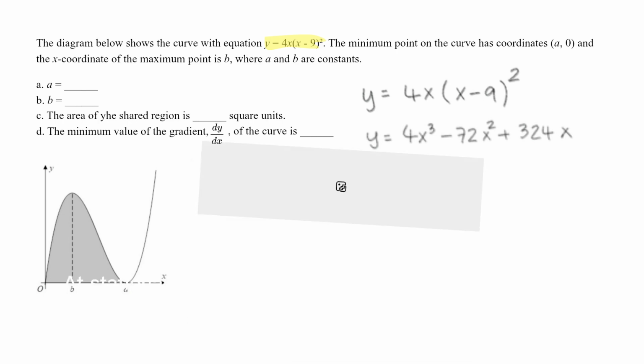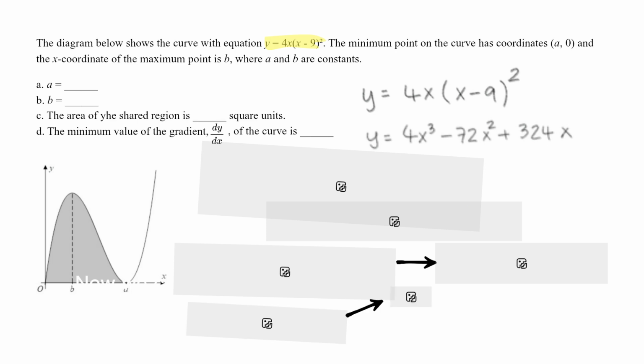At stationary points, the gradient is 0, so we set our derivative 12x squared minus 144x plus 324 equal to 0. Let's divide the whole thing by 12 to simplify. So we end up with x squared minus 12x plus 27 equals 0. Now we can factor our function to find our stationary points. After factoring, we can see that it gives us x equals 3 and x equals 9.